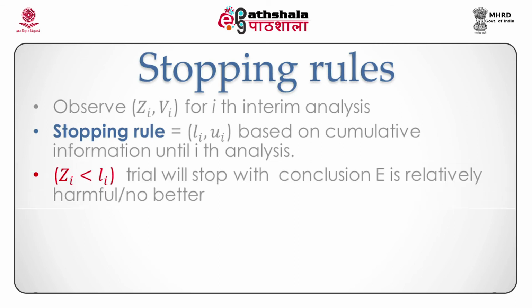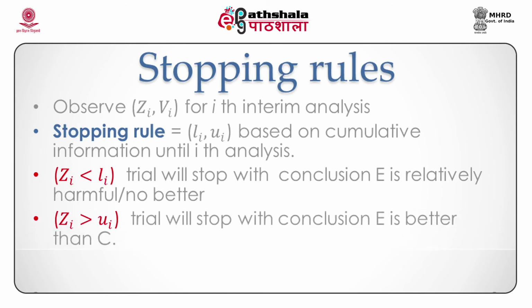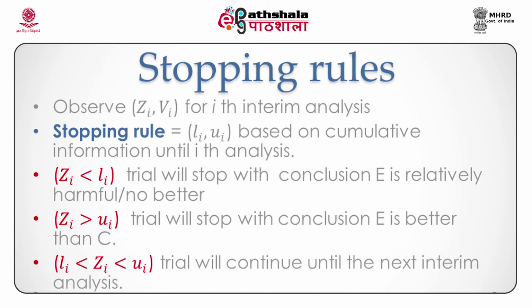If Zi is less than or equal to Li, then the trial stops, and the likely conclusion is that E is harmful, or maybe that E is no better than C. If Zi is greater than or equal to Ui, again the trial stops, and the likely conclusion is that E is better than C. If Zi lies between Li and Ui, then the trial continues until the next interim analysis.